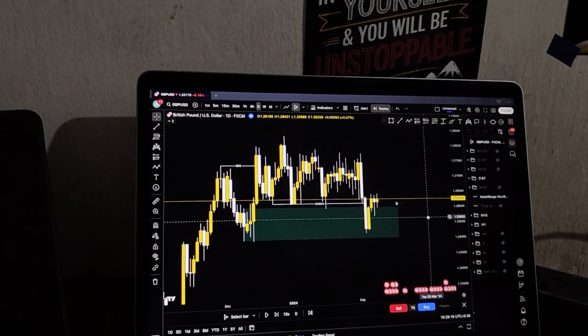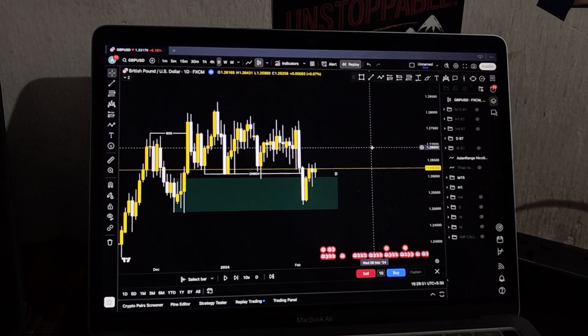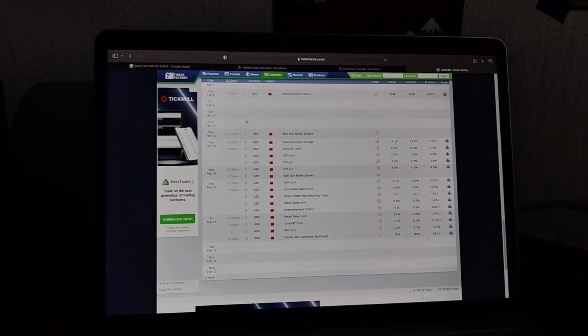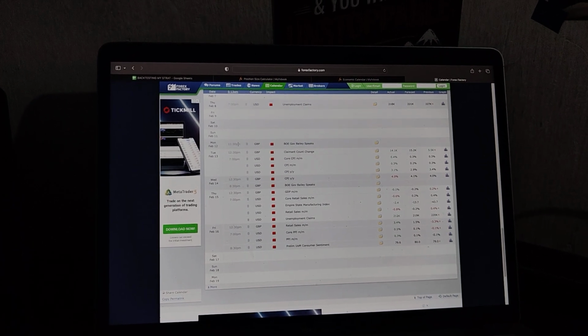Now let me show you what I was looking at for Monday. And if I show you the news on Monday, there was no news. There was GBP BOE Governor Bailey speaking at 11:30 p.m.